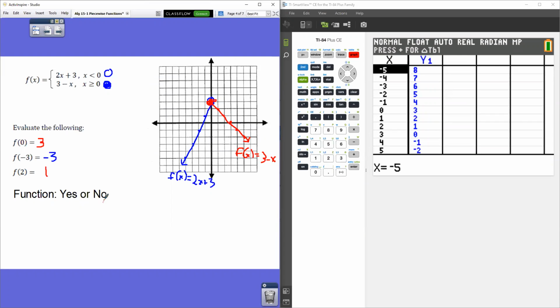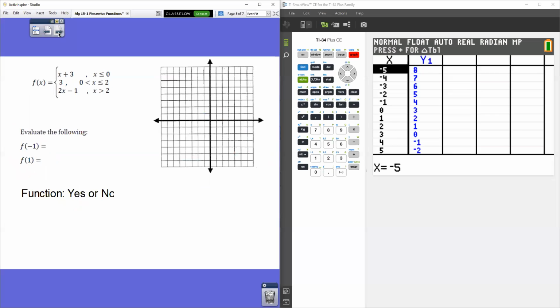And is it a function or not a function? It is a function. All right, it passes the vertical line test. There are not 2 dots directly above each other. If there were 2 dots directly above each other, then it would be a no. So you're going to have some that only have 2 pieces. This one happens to have 3 pieces. You're going to do it the same exact way.